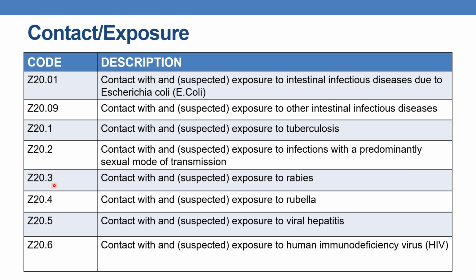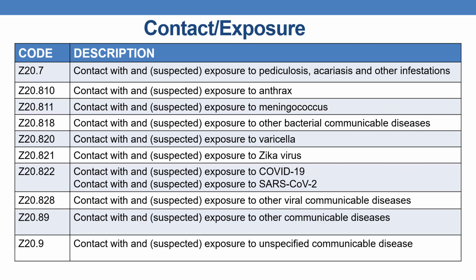The next is Z20.3, contact with and suspected exposure to rabies. Next is Z20.4, contact with and suspected exposure to rubella. The next is Z20.5, contact with and suspected exposure to viral hepatitis. The next is Z20.6, contact with and suspected exposure to human immunodeficiency virus, HIV. The next is Z20.7, contact with and suspected exposure to pediculosis, acariasis and other infestations. The next is Z20.810, contact with and suspected exposure to anthrax.